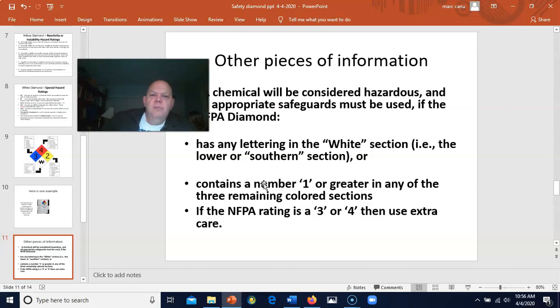Other pieces of information. A chemical will be considered hazardous and all appropriate safeguards must be used if the NFPA diamond has any lettering in the white section, the lower or southern section, or contains a number 1 or greater in any of the 3 remaining colored sections. If the NFPA rating is a 3 or 4, that's when you use extra care. Even if it's a 2, I would still be careful about that.